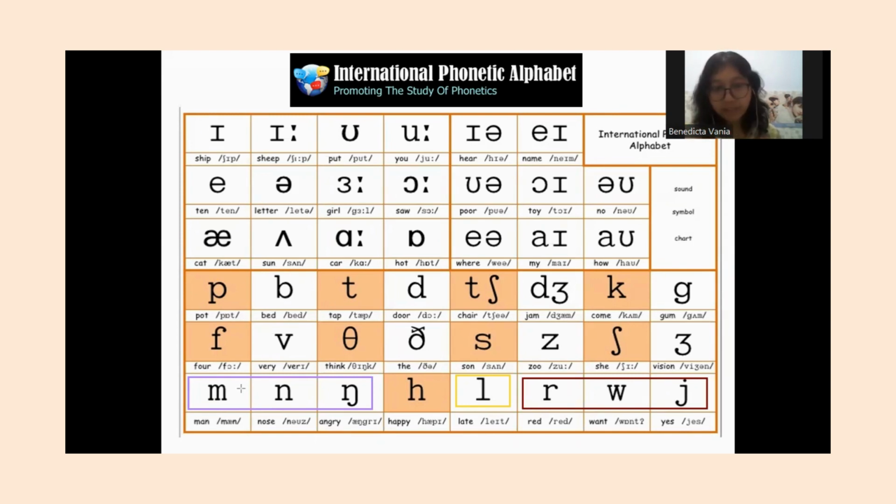Next, we have this one. It's read as n, and it's used in words like need, knife, nose, honor, truth, joy.